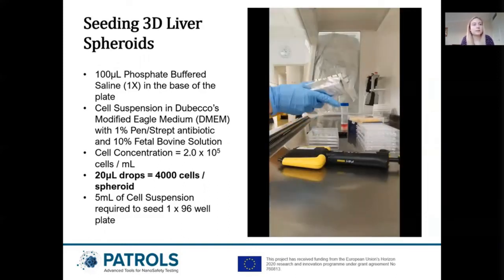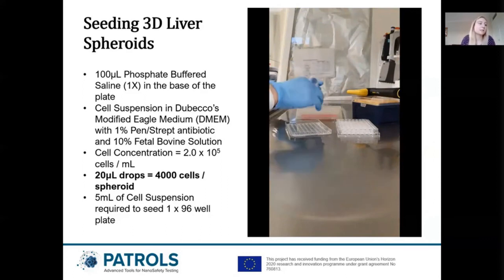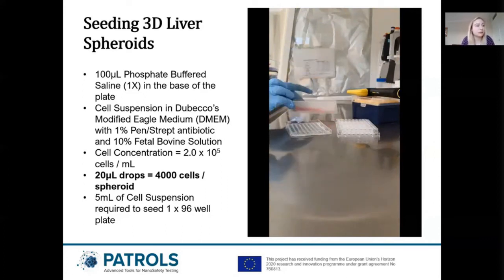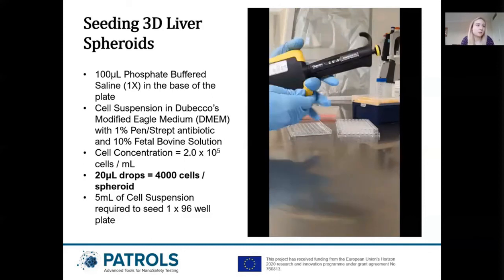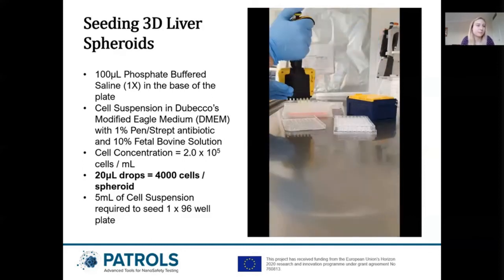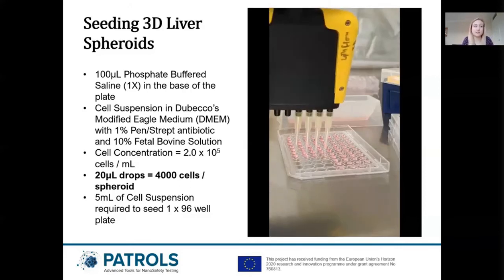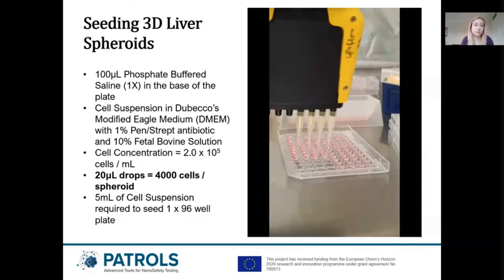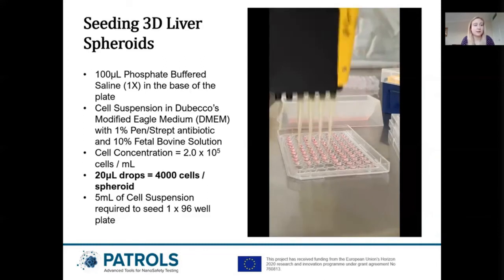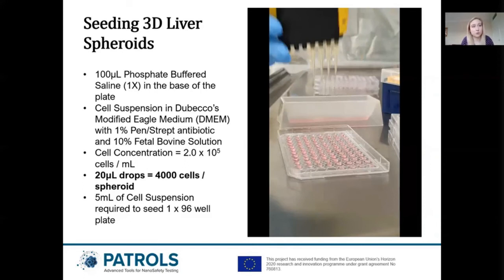So once this is completed, you'll take a cell suspension of about 2 × 10⁵ cells per mil. This will equate to about 4,000 cells per spheroid in each 20 microliter drop that gets added to the surface of the lid. So when adding these drops, take care to make sure the spheroid droplets are actually added in the center of the grooves, as you can see there, as this will make sure that the spheroids form directly in the center of the drops.